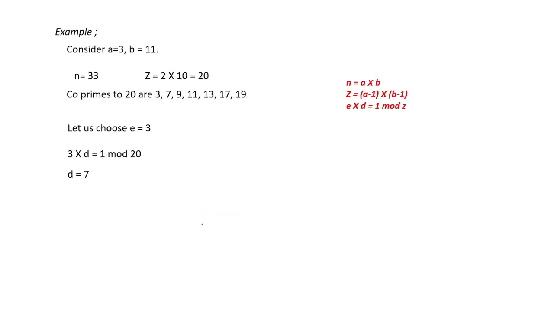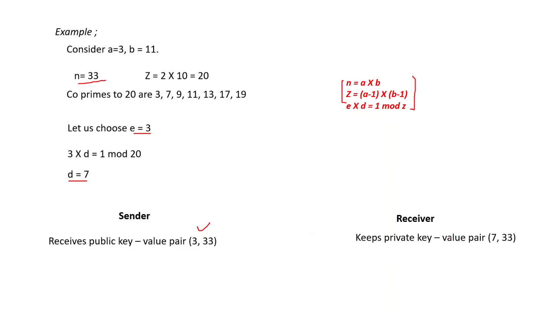So now let's take a real example where we will be applying all of these. We are considering the same example, the same key value pairs that we had chosen. So we had E, the public key, as 3, the private key as 7, and N was 33. And this was all generated using this formula. I hope you remember that. Now the sender receives a public key value pair 3 and 33, and the receiver keeps a private key value pair 7 and 33 to himself.